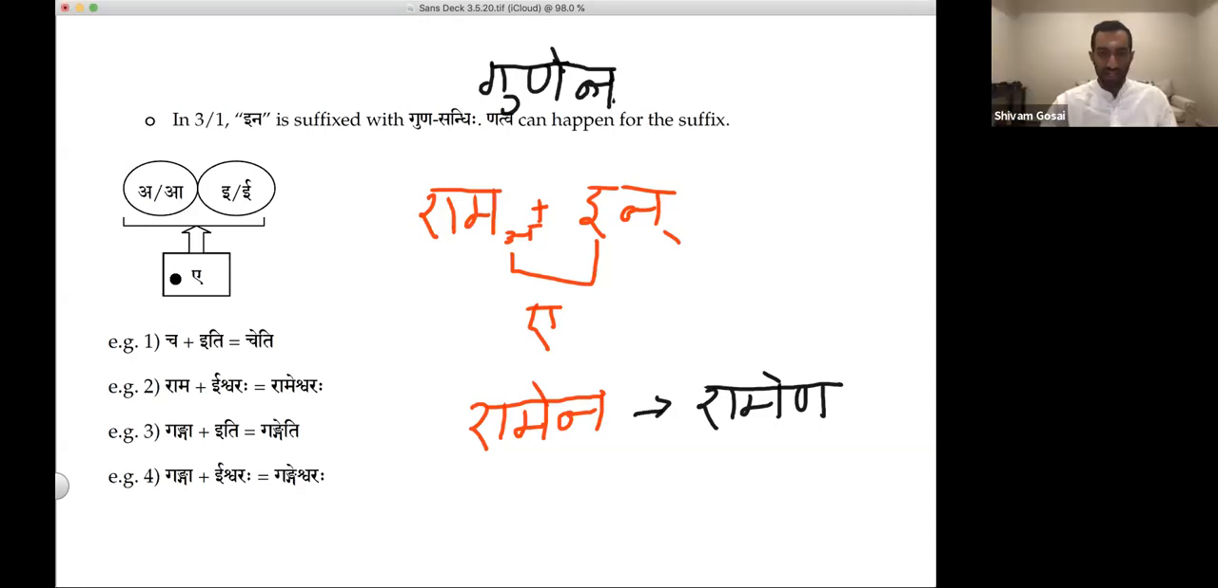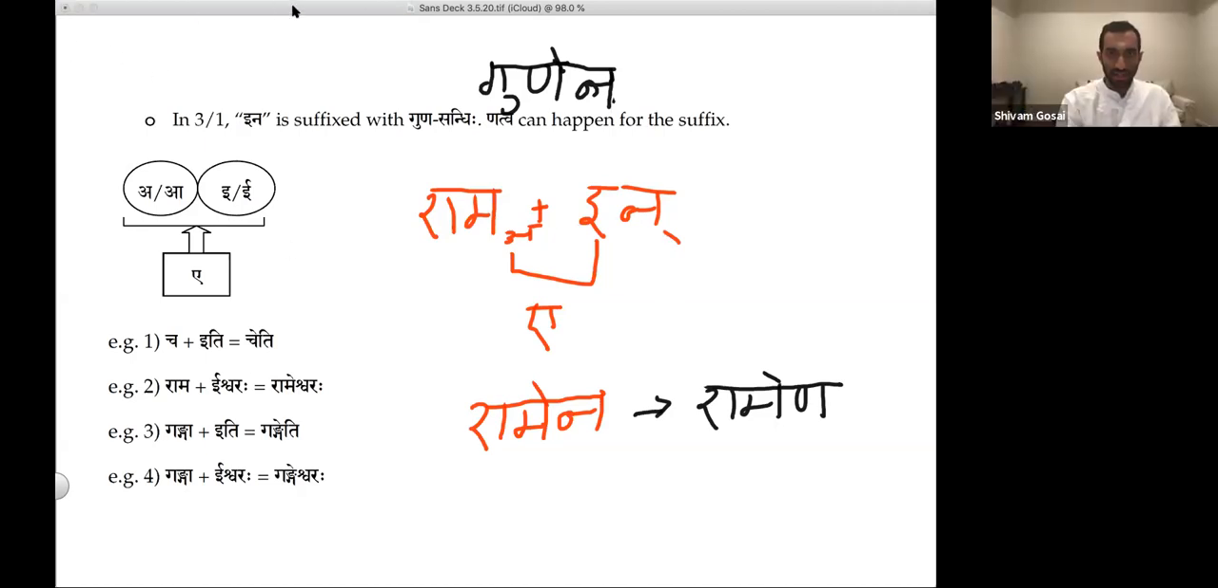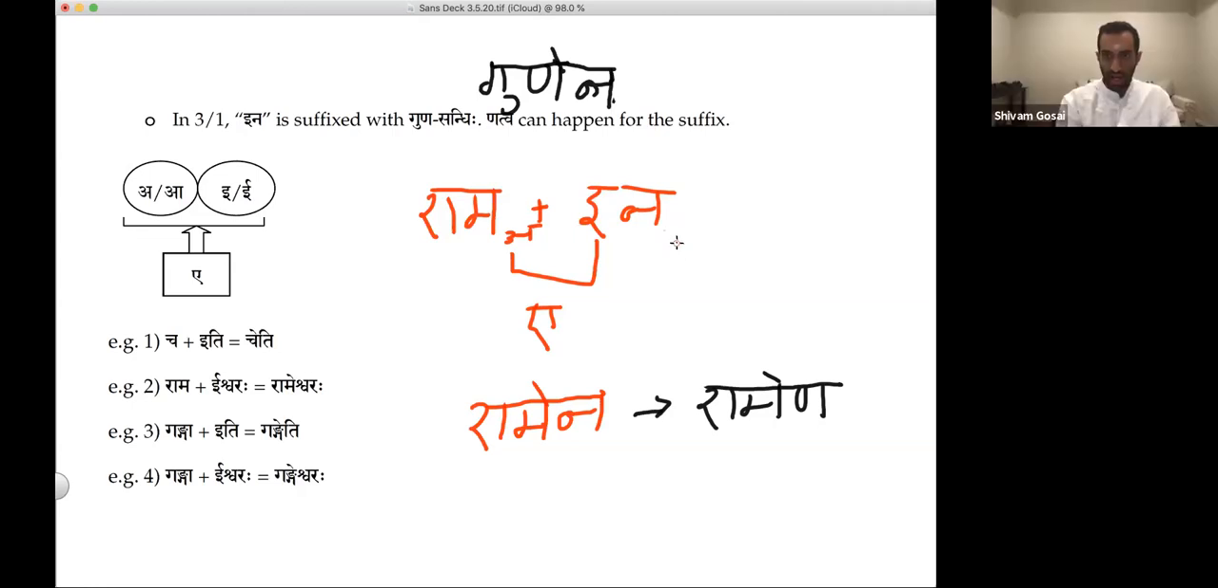Yeah, I actually made a mistake. It should be ina. This line should not be there. Okay, so it's Rama plus ina. Thank you. Ina. Okay, then I agree. Correct. So let me erase that. So we're clear right now. So here, it's Rama plus ina becomes Ramena. Yeah, correct. Good. Thank you for catching that.